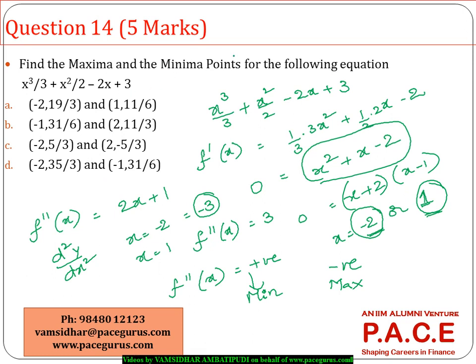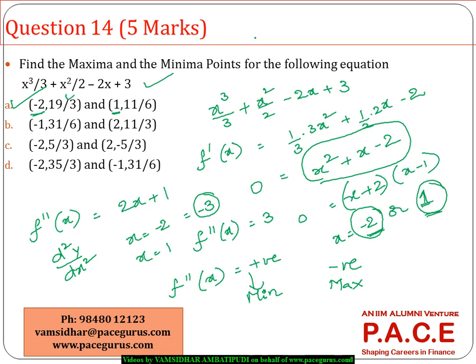Now to find out the corresponding value, so minus 2 and 1, maximum at minus 2, minimum at 1. Probably all other options don't have a combination of minus 2 and 1, so I could have directly marked this as the answer, because minus 2 and 1 are the two values for x. At one point there is a maximum, at the other point there is a minimum. And we are also saying that at minus 2 there is a maximum and at plus 1 there is a minimum. So how do I get this 19 by 3 and all?